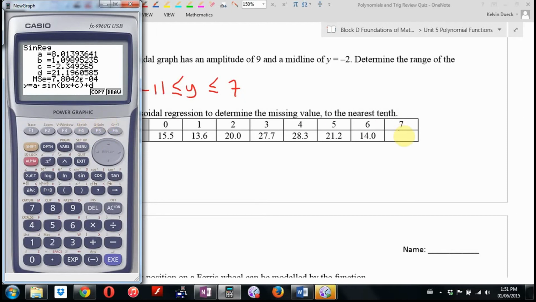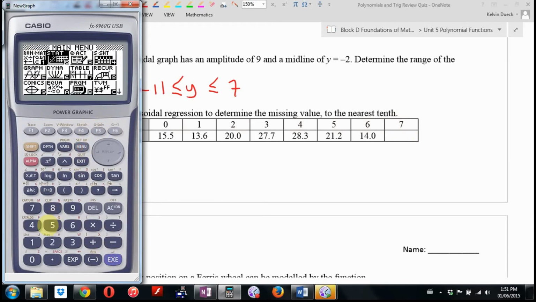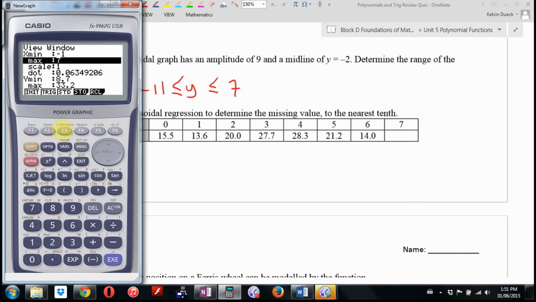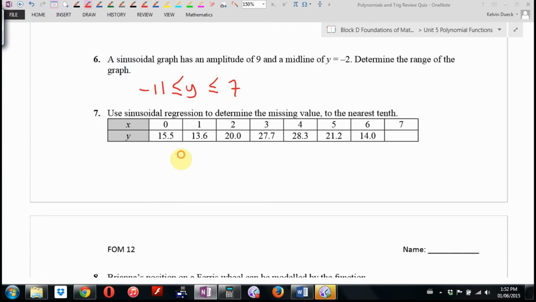Now they want me to find what the value is when x is 7. So I'm going to copy, paste, turn the graph on, view window. Well, when x is 7, I'll go a bit past to 8. I'll take a gamble. I'm going to leave these because my software usually picks okay stuff there. So I'm just going to draw. Yeah, that fits. G-solve, a y calculation when x is 7: 14.7.